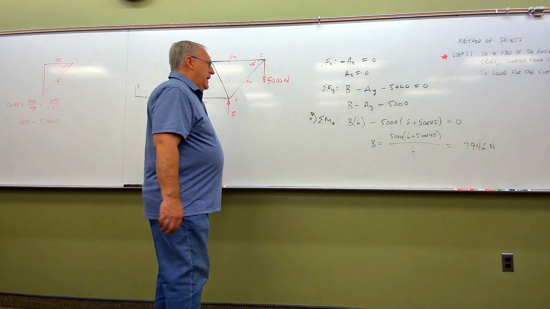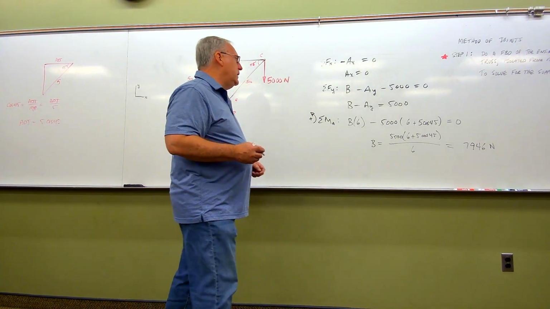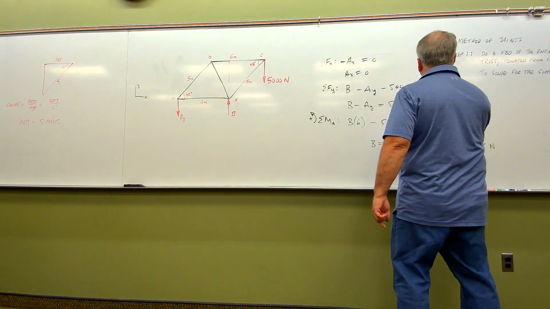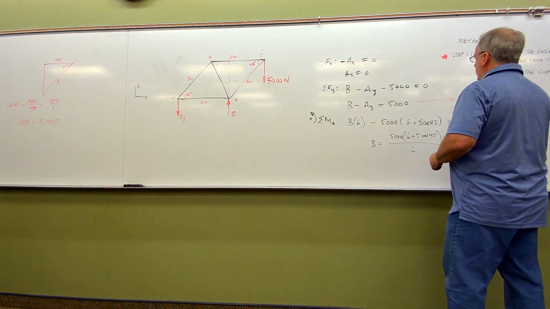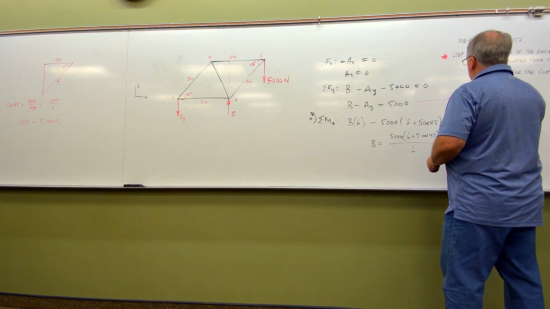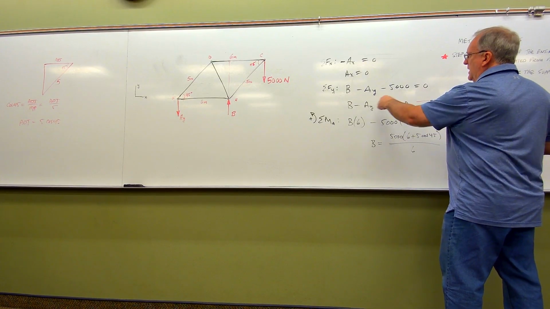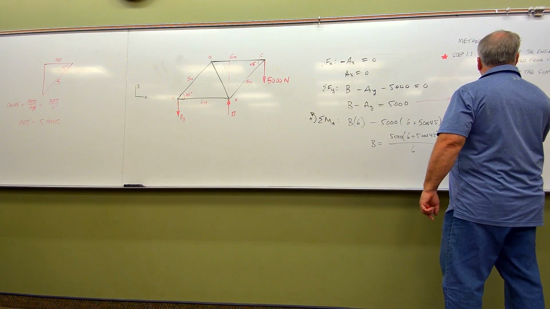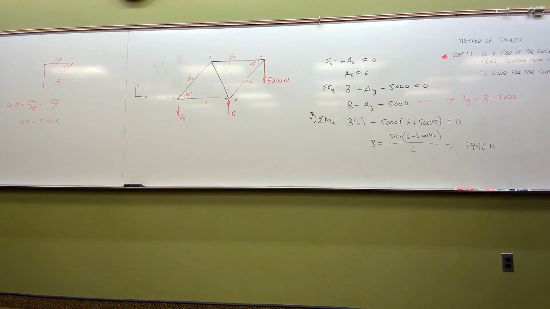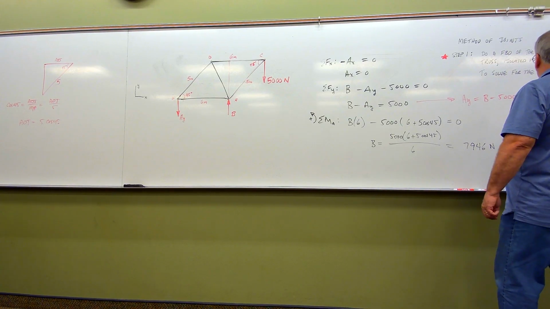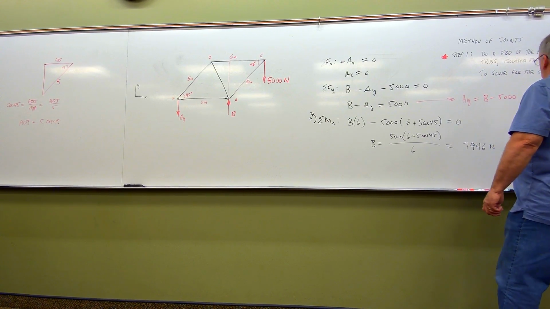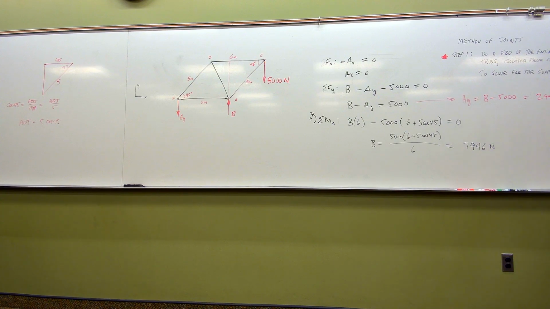All right, but having said that, now that we know what B is, we can solve for AY. In fact, if I want to, I could rewrite AY. So AY would be equal then to B minus 5,000. And if I take 7,946 and I subtract 5,000 from that, I'm going to get 2,946. So AY is going to be equal then to 2,946 newtons. And once again, that came out positive, which means our assumed directionality over there is in fact correct.